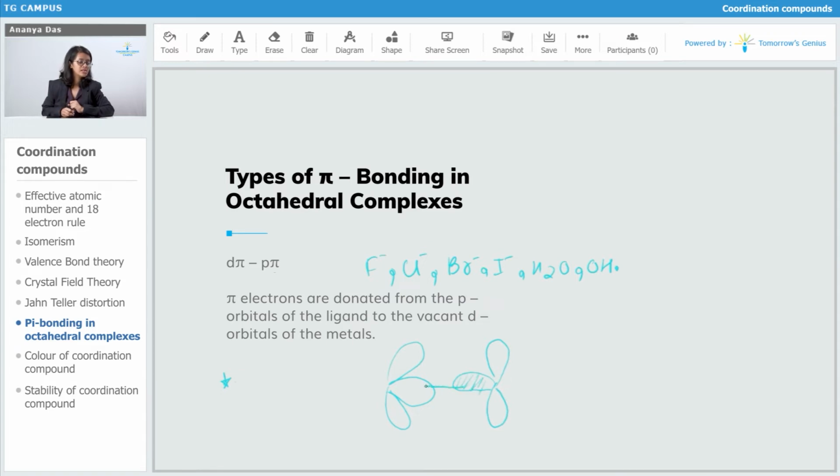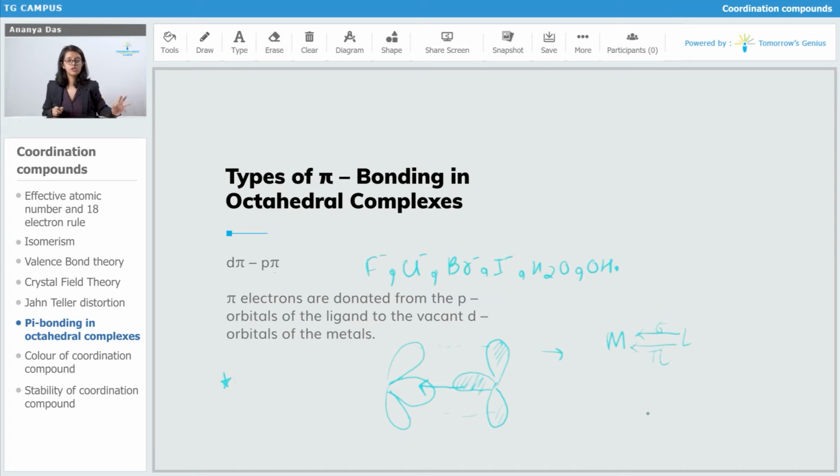Now between this and this, there will be a sigma bond formed, that is, the ligand is donating to the empty d orbital of the metal. But the electrons present in the other orbitals of the ligand can also be donated to form a sideways overlap, forming a pi bond. So the ligand is donating to the metal to form a sigma bond, but the ligand is also donating to the metal to form a pi bond.